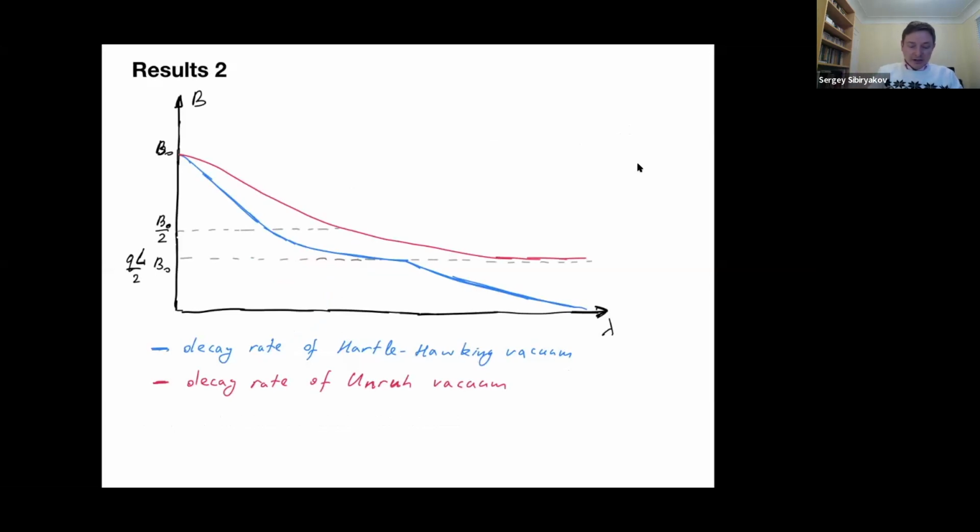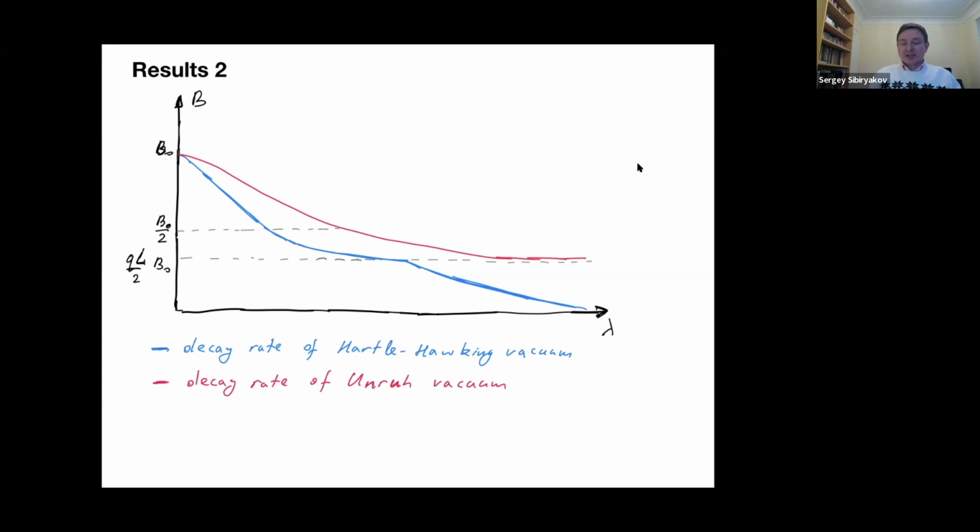So the decay of the Hartle-Hawking vacuum is still like this, the corresponding exponential suppression still goes to 0 as before. Well, again, that's something to be expected. But what is important is that the suppression of the Unruh vacuum does not go to 0 anymore. It goes to a constant at very high temperatures. And that's a qualitative change from the simple model without a barrier.